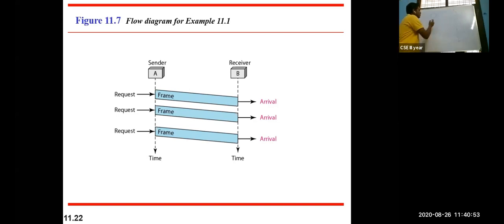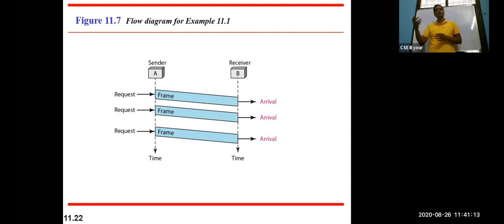So when is a frame being sent by the sender to the receiver? On the left side, can you see it? Whenever there is a request from the network layer. What is my algorithm? Get data, make frame, send frame. See that here? Whenever there is a request, there is a frame being transmitted.